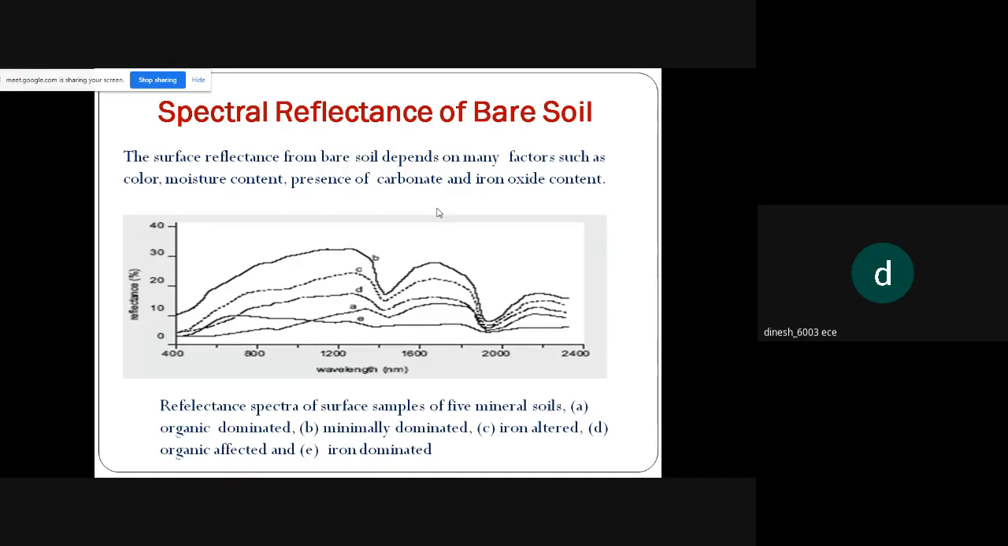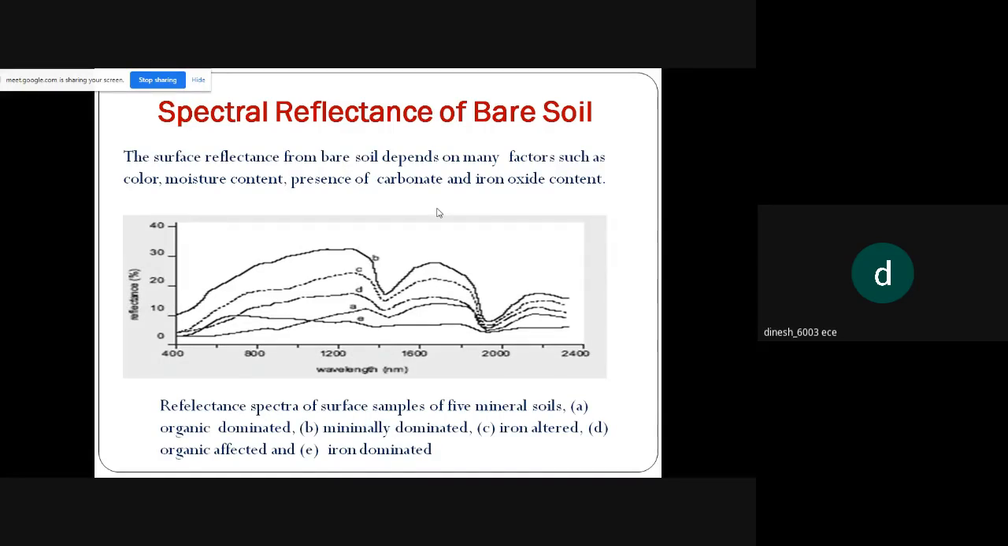Next is the spectral reflectance of bare soil, meaning the soil present on the surface of the earth. So how does it reflect? We are taking wavelength in nanometers on the x-axis, from 400 to 2400 nanometers. So how does it act?